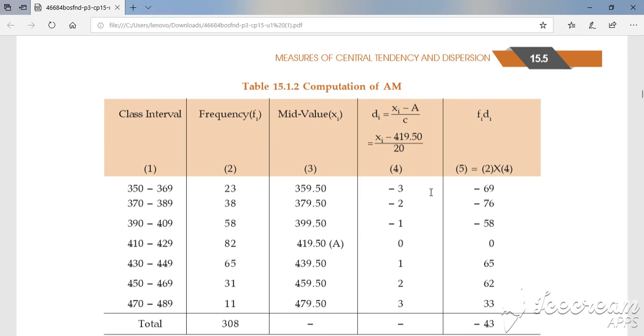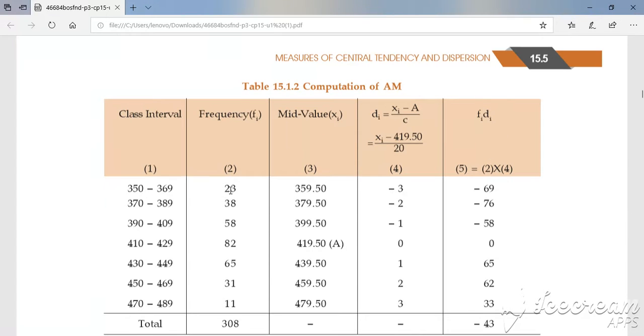So continuing with this previous problem, we considered these mid values, and this is our a, right? So (xi minus a) upon c, we considered c as 20. So I will get that the di's are minus 3, minus 2, minus 1, 0, 1, 2, 3. Now this will be a simple calculation if I consider this di and fi. So what will be fi di?